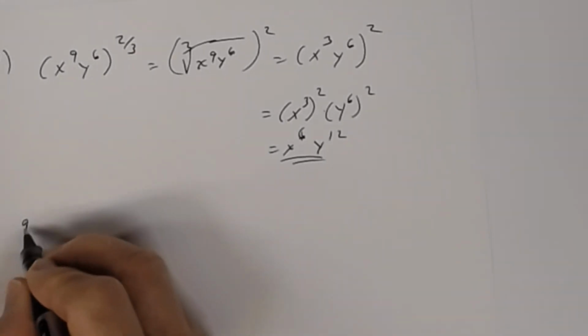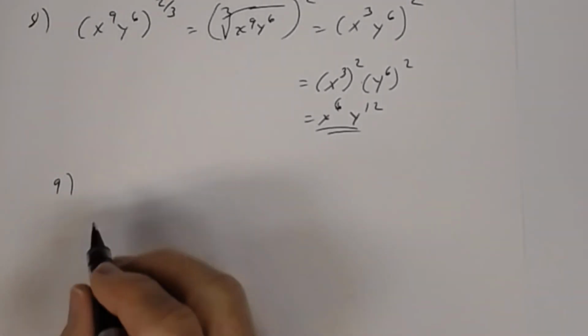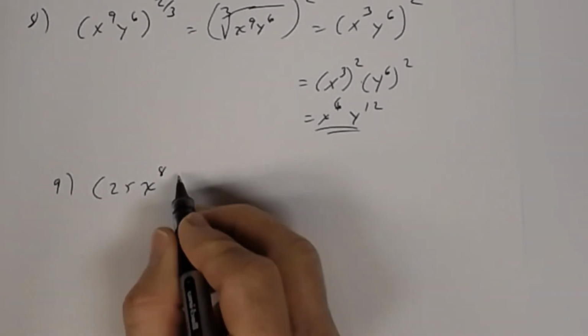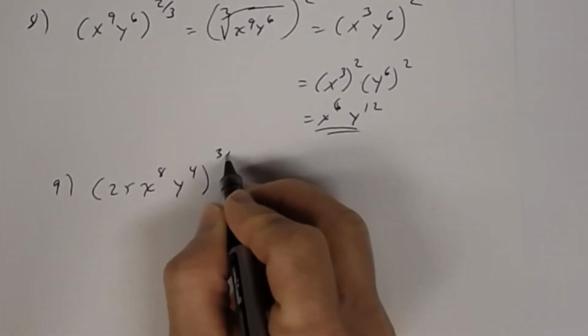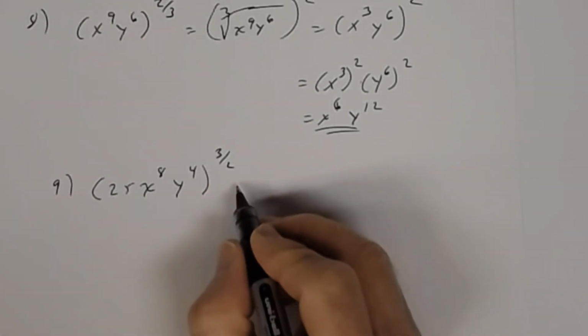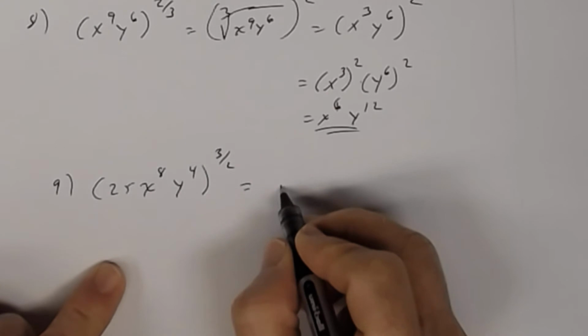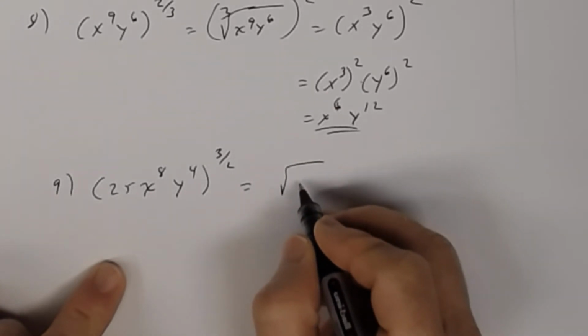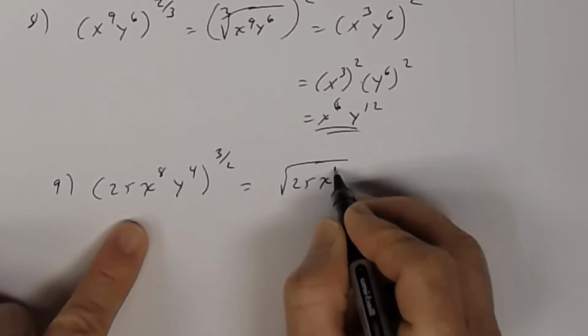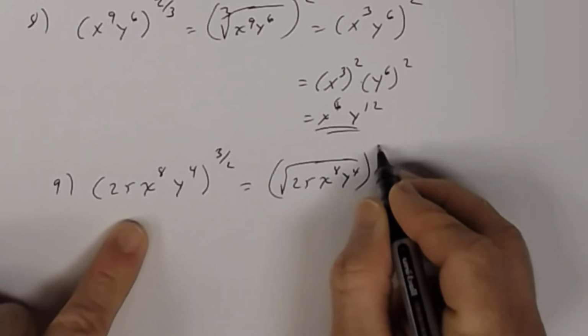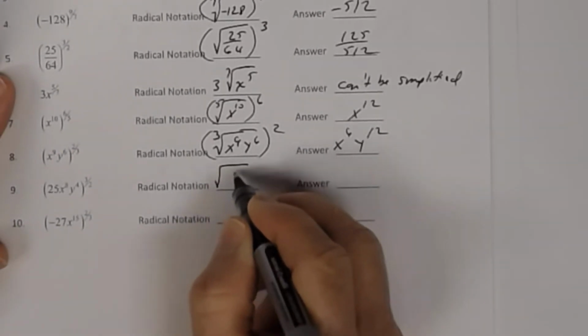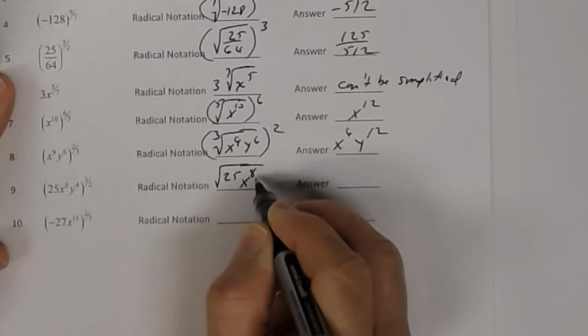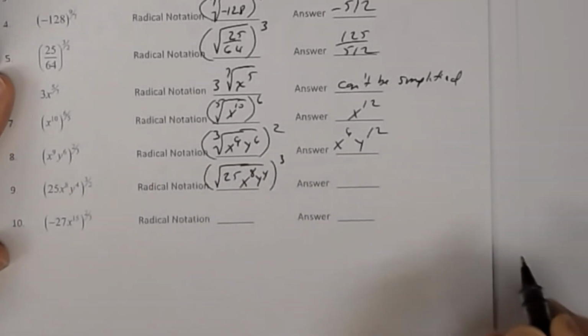Number 9. Okay, so number 9, we have 25, x to the 8th, y to the 4th, all raised to the 3/2 power. So in terms of radical notation, that's going to become the square root. Now don't put the 2 there, it's going to be a 2 for the index. 25, x to the 8th, y to the 4th, all raised to the 3rd power. So that would go here. Now keep that in mind, that's your radical notation. So it'll be the square root of 25, x to the 8th, y to the 4th, all raised to the 3rd power. Now you've got to simplify this to get that answer.